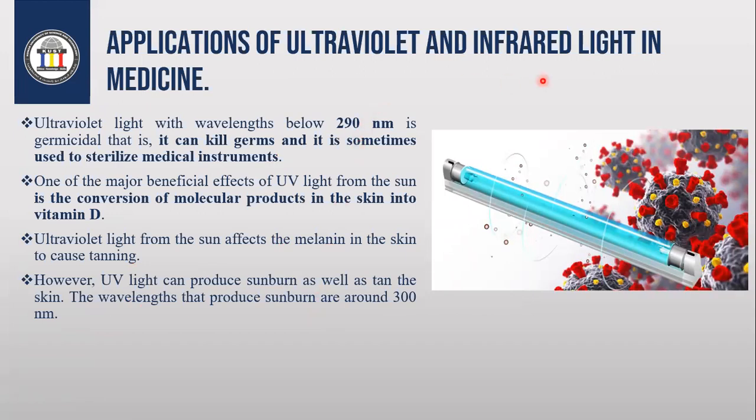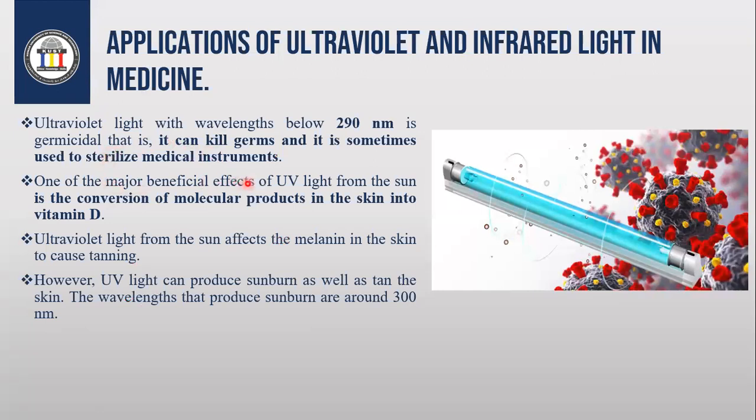Now the application of ultraviolet light in medicine. Ultraviolet light with a wavelength below 290 nanometers is germicidal. That means it kills germs, and it is sometimes used to sterilize medical instruments. So this is one of the benefits of UV light: below 290 nanometers, it is used to kill germs and for sterilization.